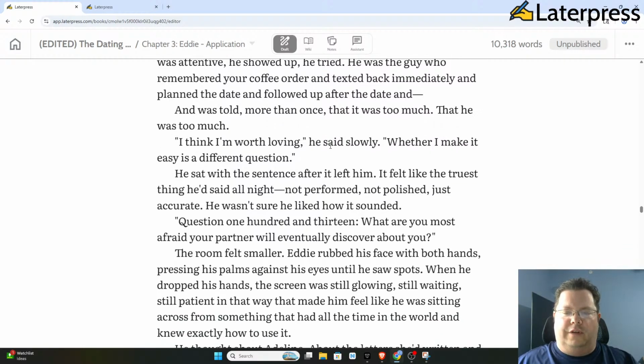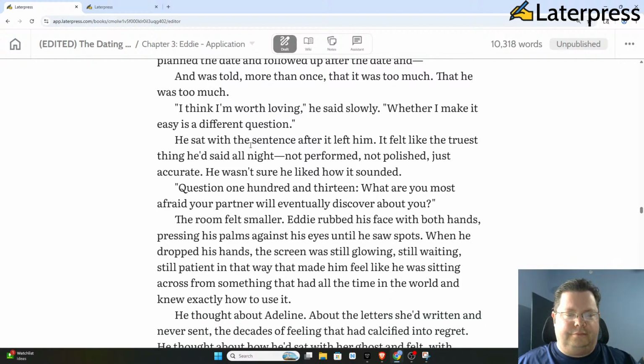I think I'm worth loving, he said slowly. Whether I make it easy is a different question. He sat with the sentence after it left him. It felt like the truest thing he'd said all night, not performed, not polished, just accurate.